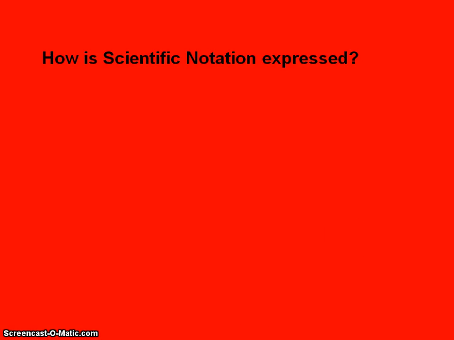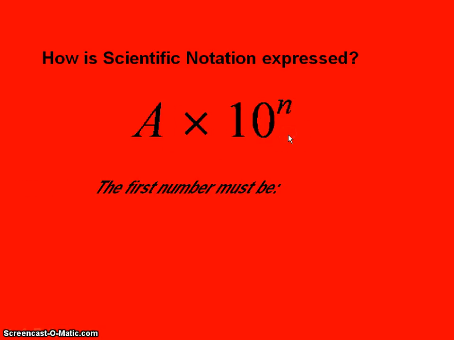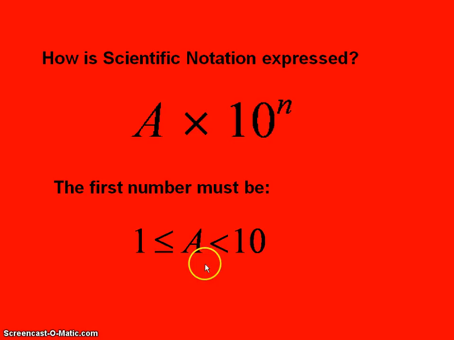Okay, so how is scientific notation expressed? Well, it's A times 10 to the nth power. The first number, which is represented here by the letter A, has to be in between the number 1 and 10. Now notice the symbols here. It has to be 1 or higher, but it cannot actually be 10. It has to be below 10. So you could have 9.9, and that would count. But it cannot actually be the number 10. So we say it's in between 1 and 10, but it can't be the number 10.